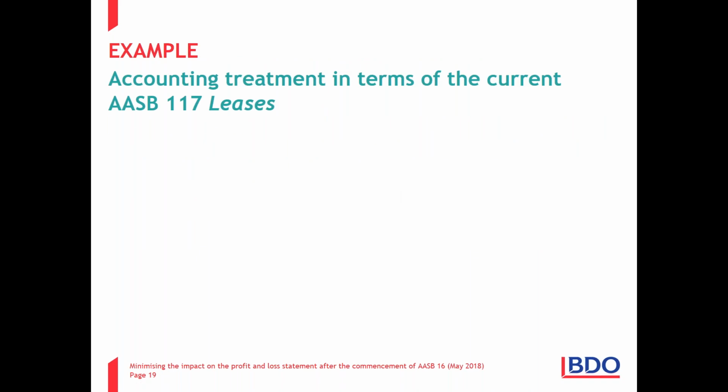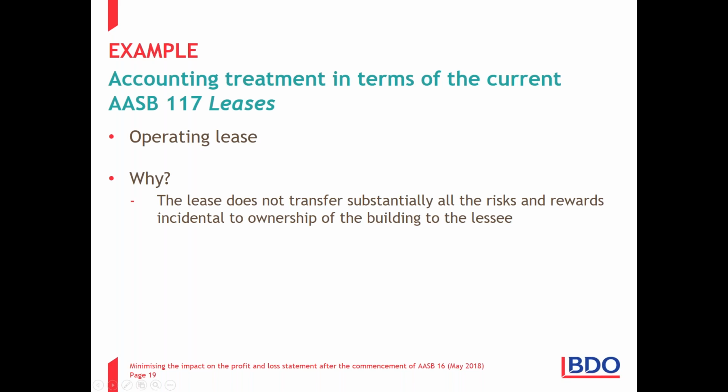So under the current accounting standards, this lease would be an operating lease. And why? The lease does not transfer substantially all the risks and rewards incidental to the ownership of the building to the lessee. This is because the building has a 30 or 40 year life, and we're only leasing it for 3.